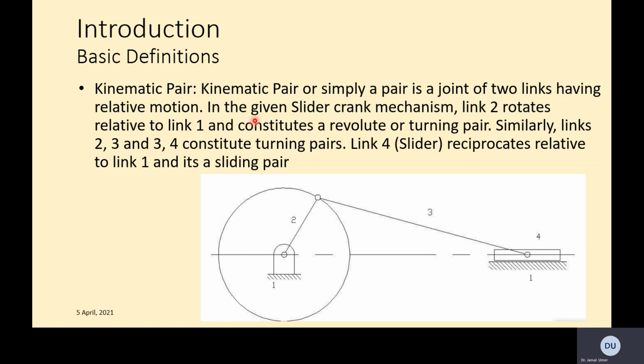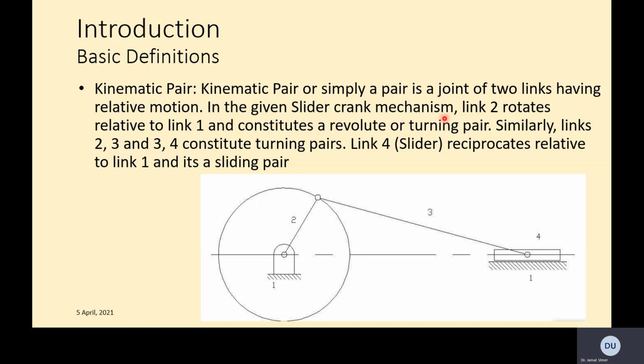You connect two links together through a joint, of course, because a joint is basically the point where both links are connected. So a kinematic pair, or simply pair, is a joint of two links having relative motion. It is necessary for a pair to have a relative motion, right?